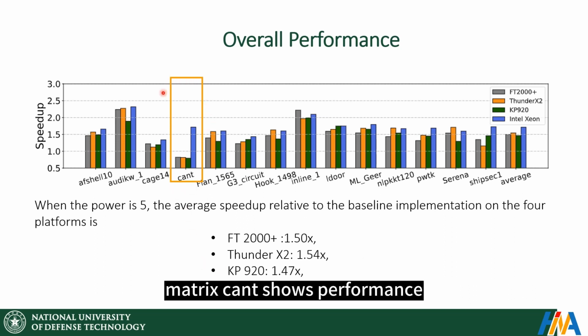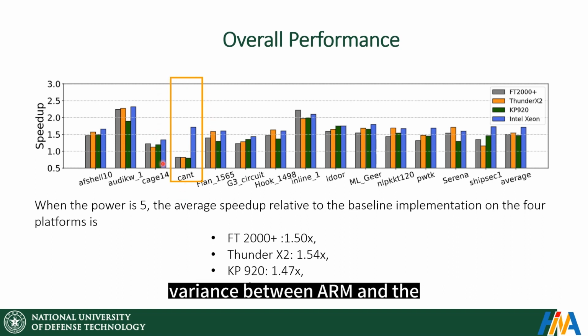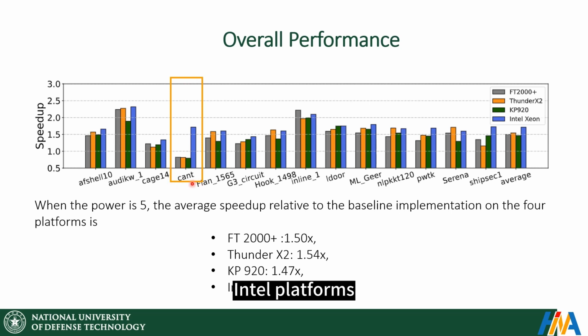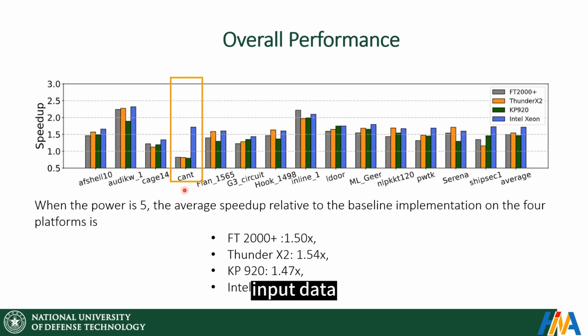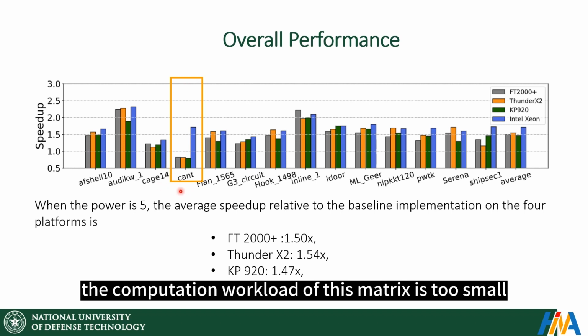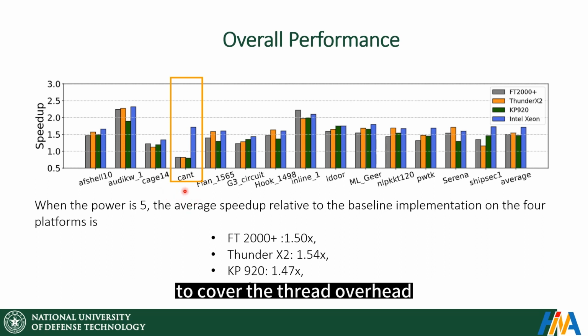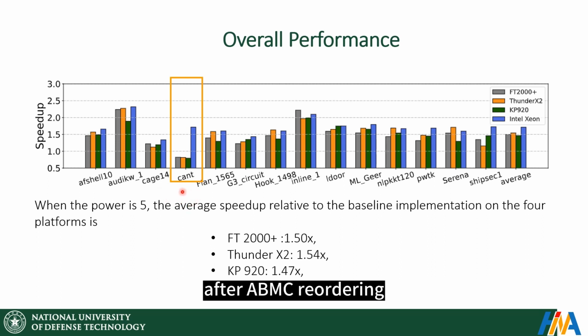Matrix Kant shows performance variance between ARM and Intel platforms because Kant has the smallest dimension among all input data. As a result, the computation workload of this matrix is too small to cover the thread overhead after ABMC reordering when using all 64 physical cores.